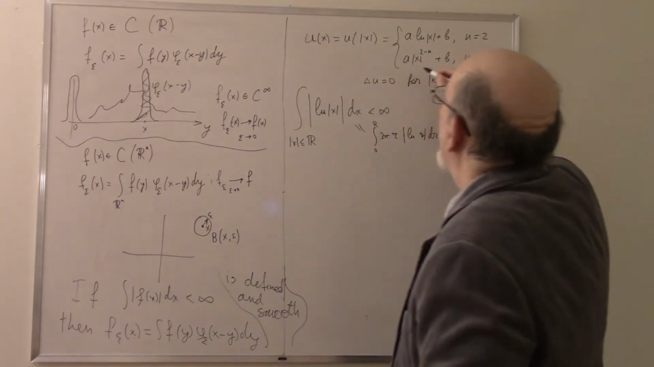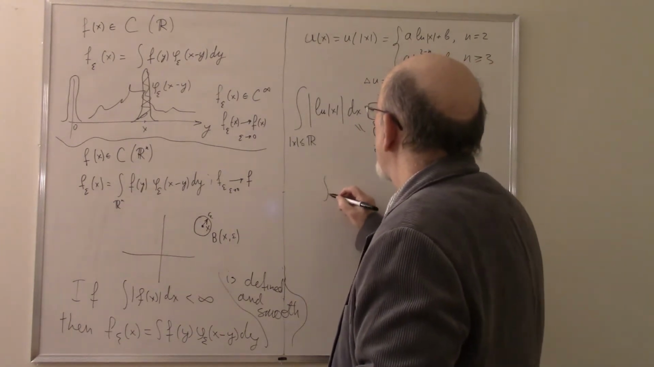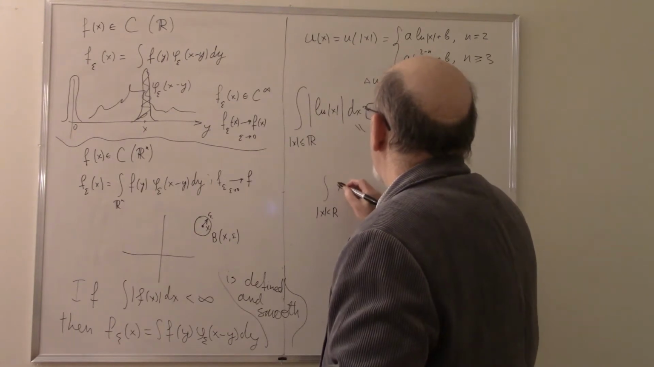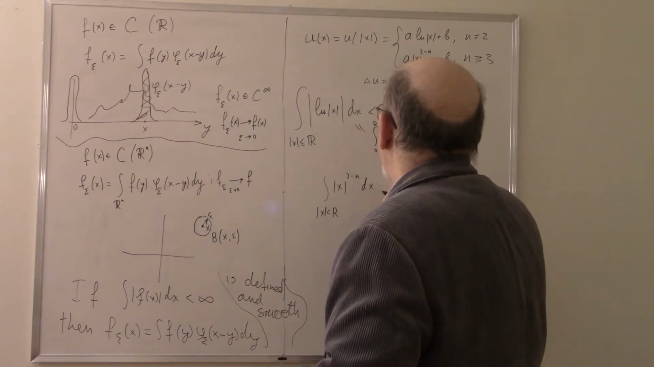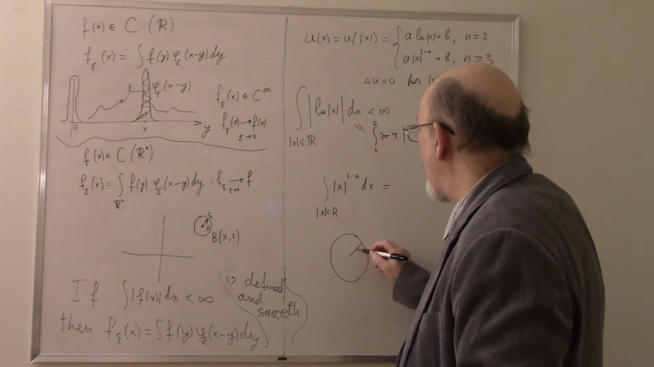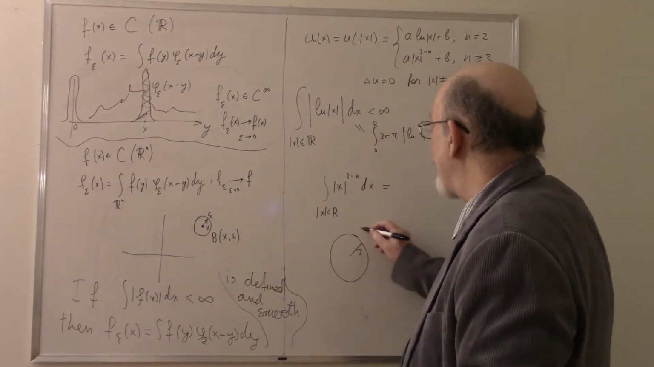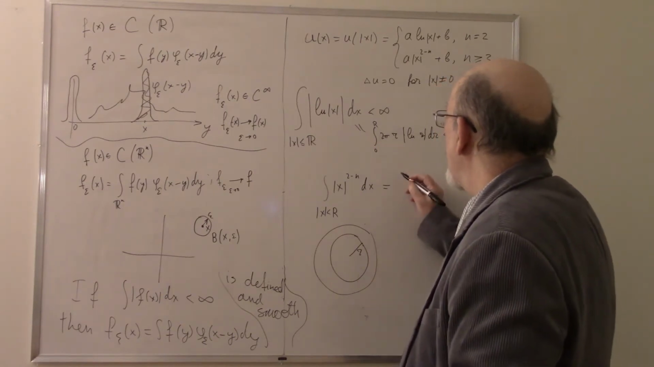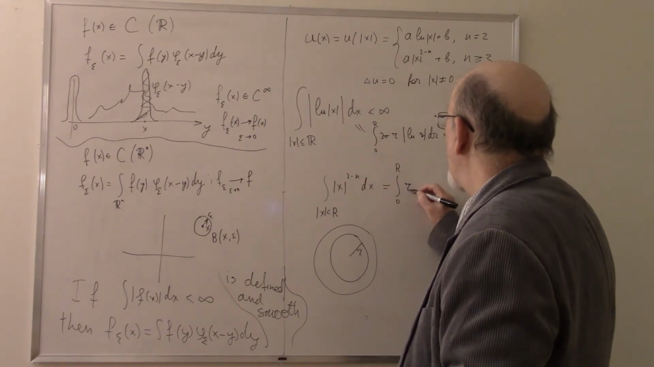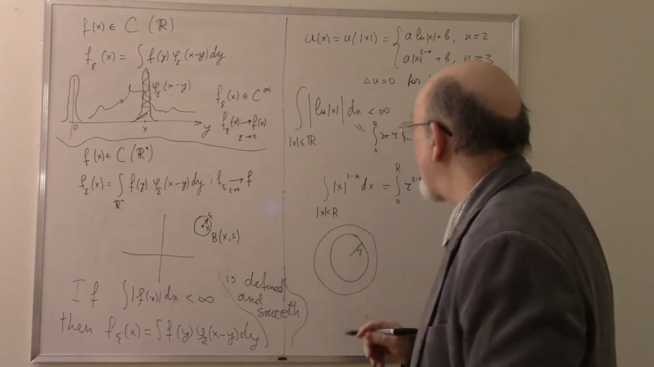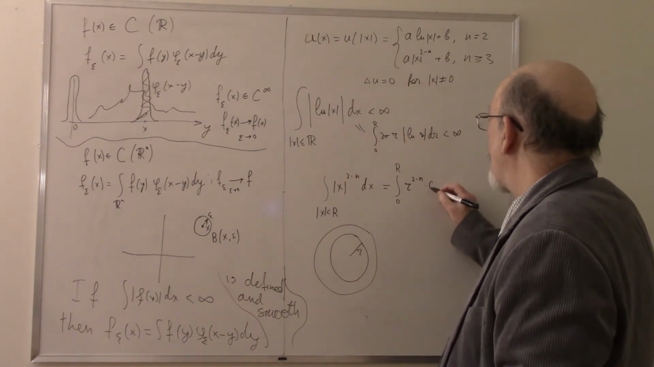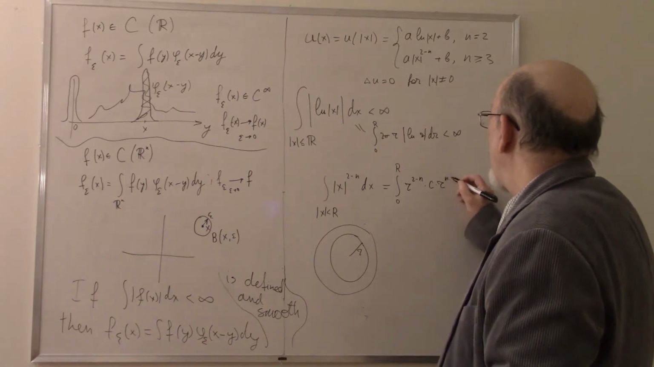One moment. For this function, ax to the power 2 minus n, the integral for module x less than r of module x to the power 2 minus n dx. Let us go to spherical coordinates, so we integrate over a sphere of some radius r, and then we integrate over all these spheres. So it is equal to the integral from 0 to r of r to the power 2 minus n. Now we have to write the area of the sphere. It is some constant times r to the power n minus 1.